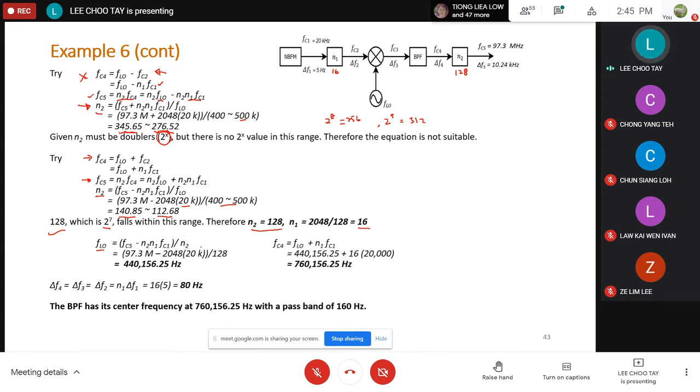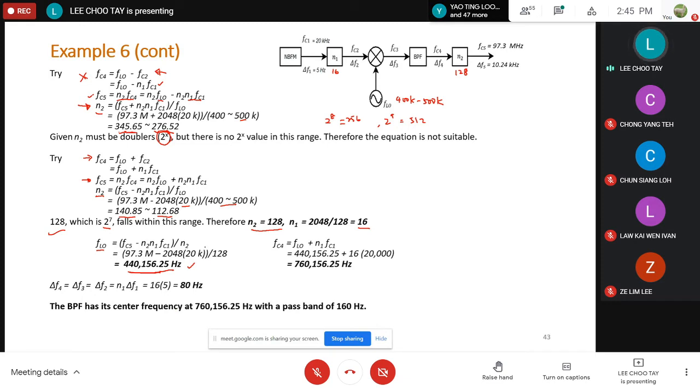All right, so substituting the values of all the known items into this equation, you get your local oscillator frequency is 440156.25 Hertz. All right, so this is okay because you can tune, right? Because the FLO given, you can actually tune between 400k to 500k. So you're going to tune to 440156.25, which is okay.